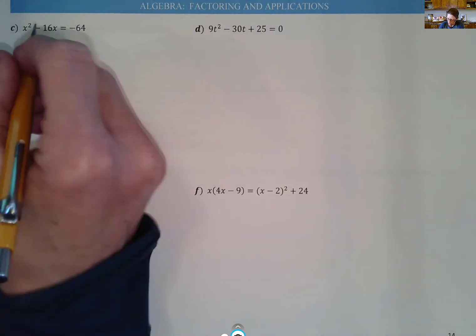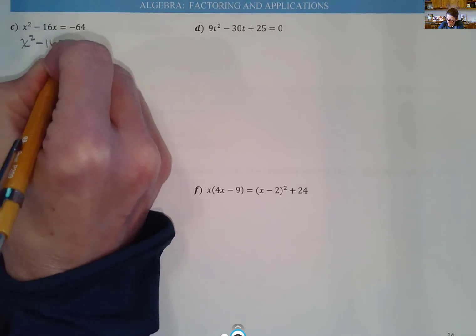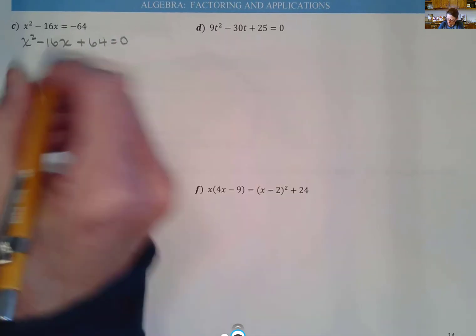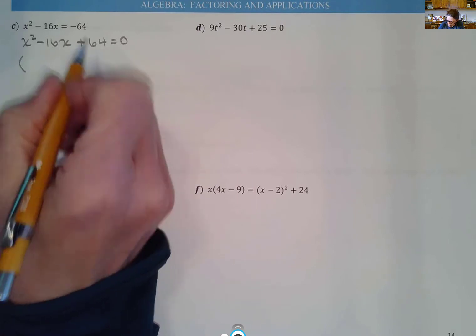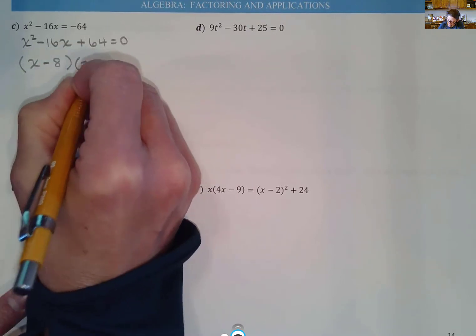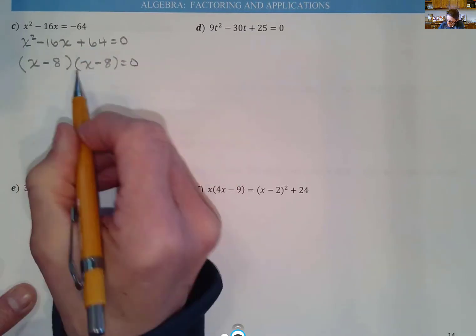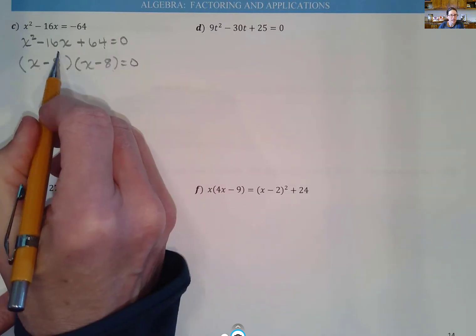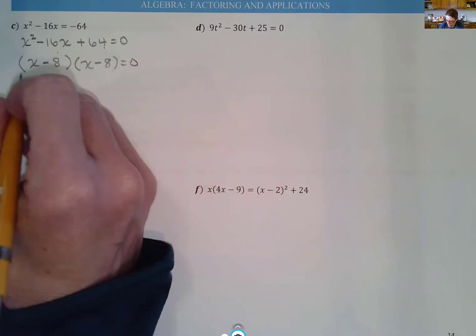Part C. Let's write this equation in standard form by adding 64 to each side. Now we factor. Well, this looks like it might be a perfect square trinomial, and I think it's going to factor x minus 8 times x minus 8. Let's check that out. X squared, last 64, inner and outer products sum to negative 16x. Yes, so see how we've got repeated factors this time?